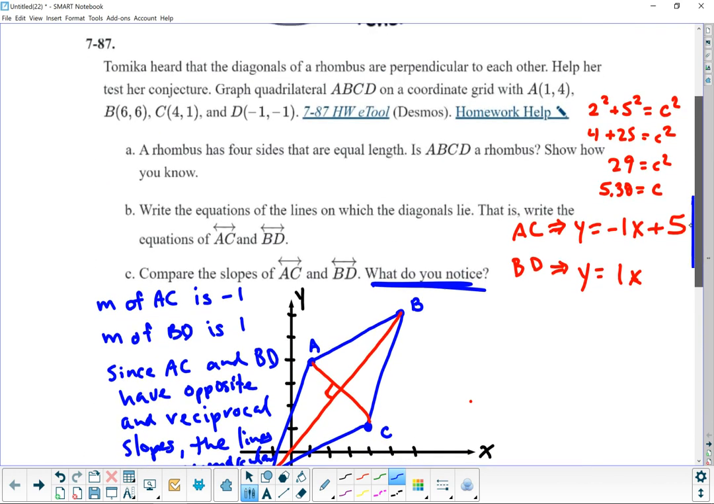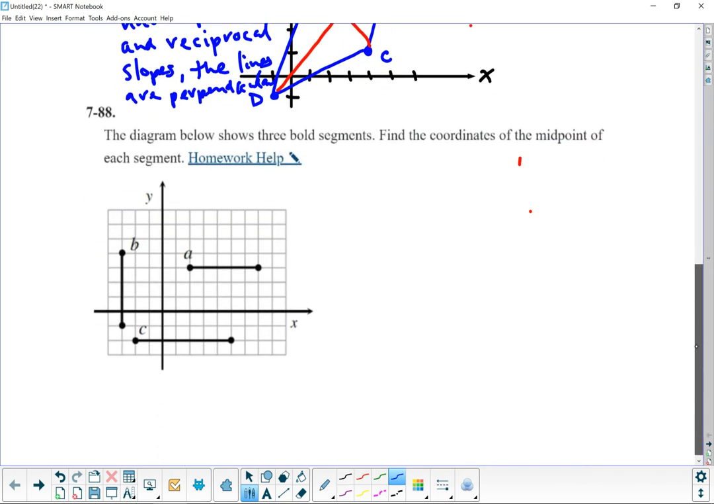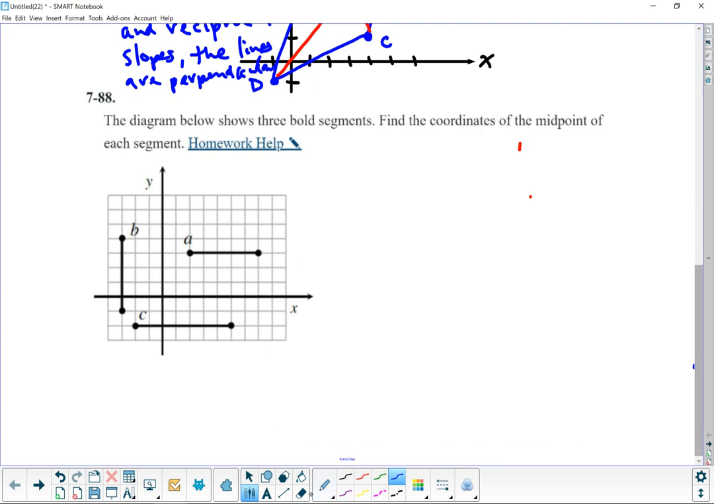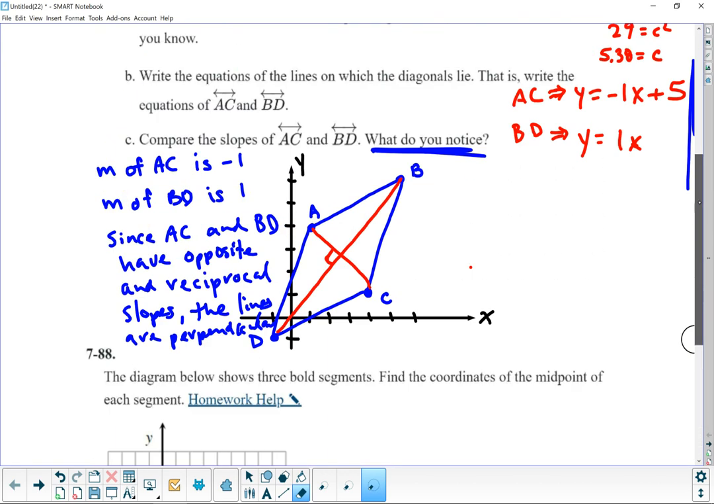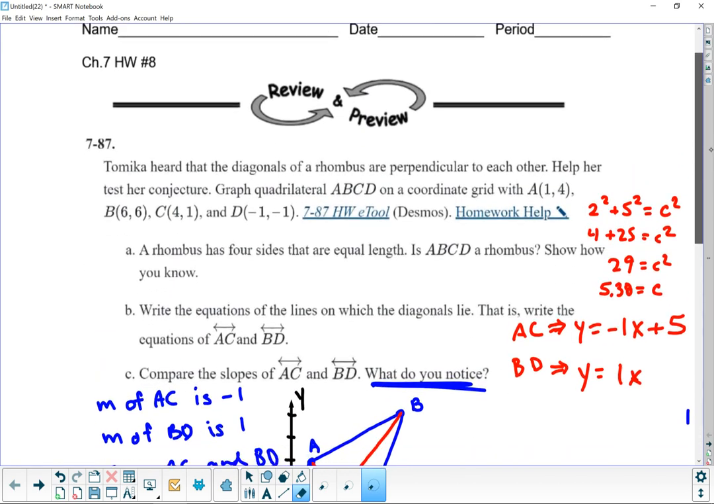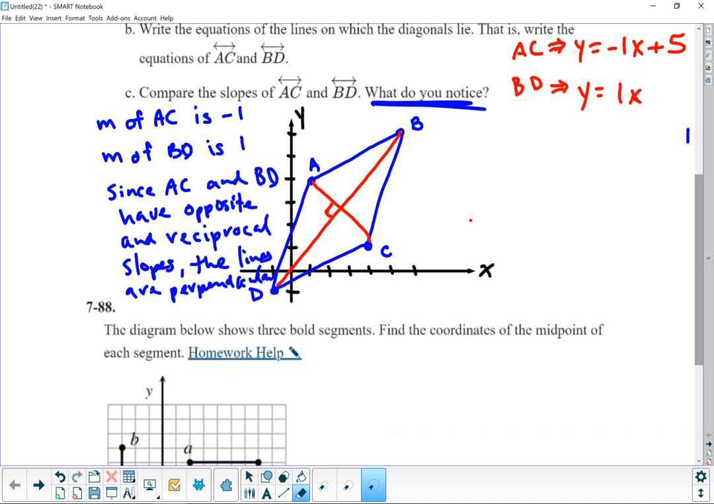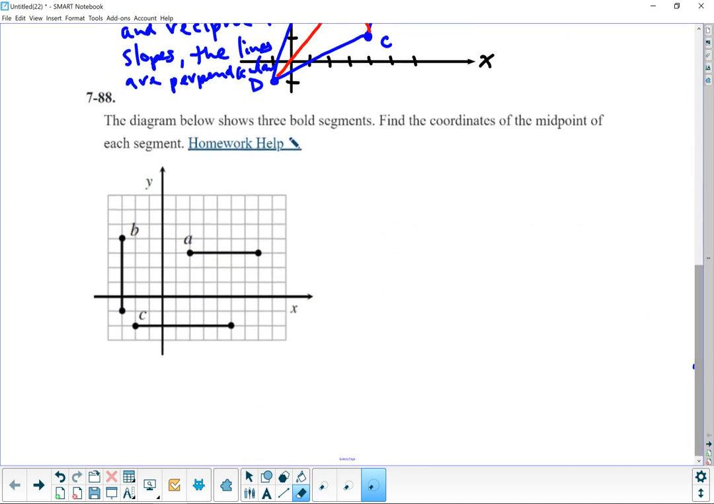Okay, that one's number 87. All right, 88. The diagram below shows 3 bowed segments. Find the coordinates of the midpoint of each segment. Oh, this is homework number 8. Yeah, we should have done this one tonight. You probably could actually do this one, because for the coordinates of the midpoint, you just have to find the middle of it, right?